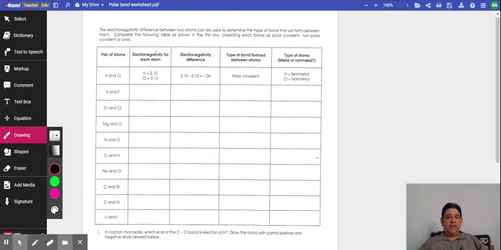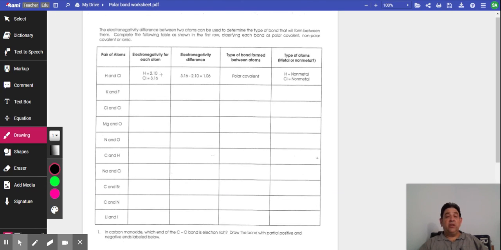What you're going to do is look up the electronegativity for each atom. There's a chart in your book in chapter 9, section 5, which you just read. You're going to look up the electronegativities and write them down. So here, the pair of atoms are hydrogen and chlorine. You're going to write hydrogen and chlorine, look them up, and write down their electronegativities.